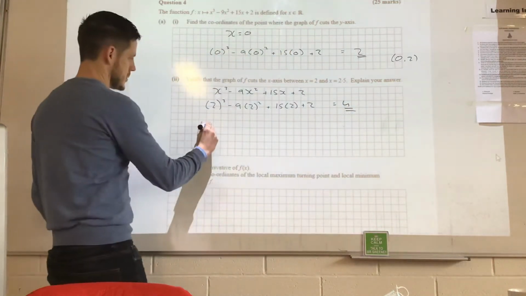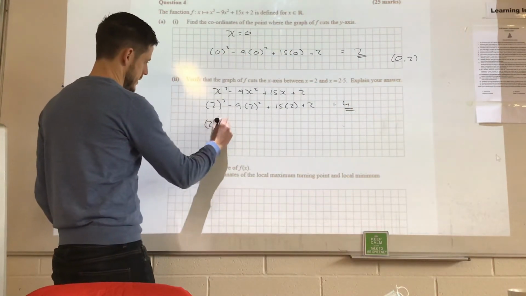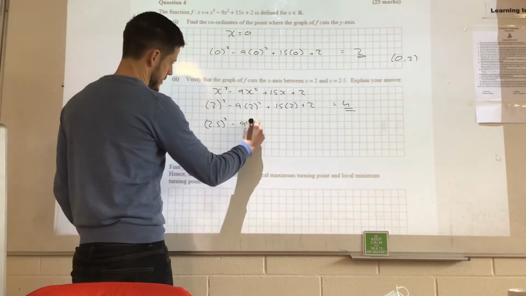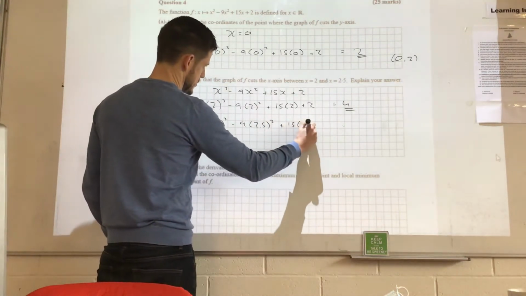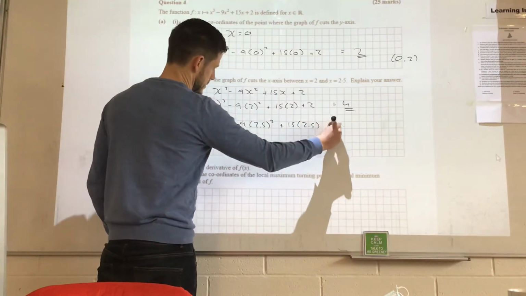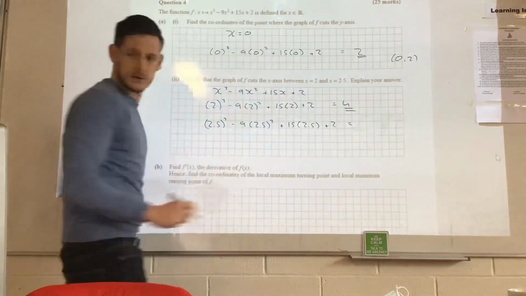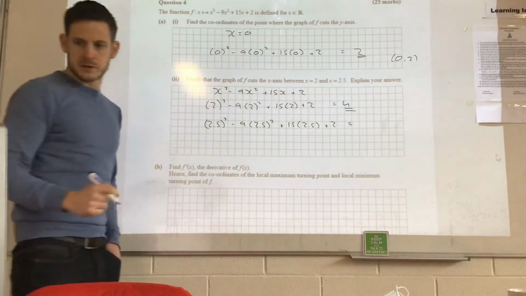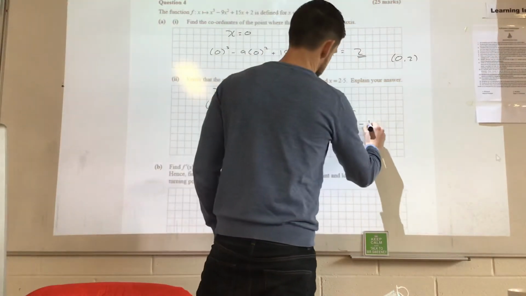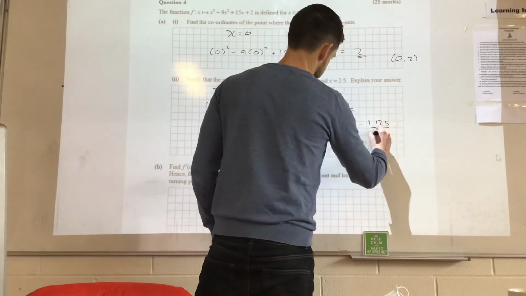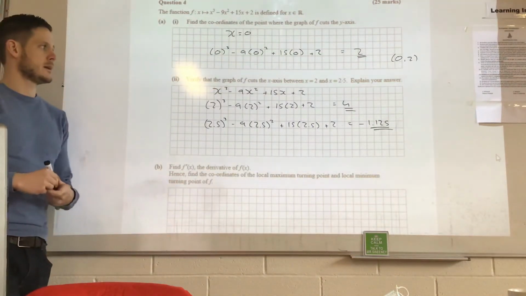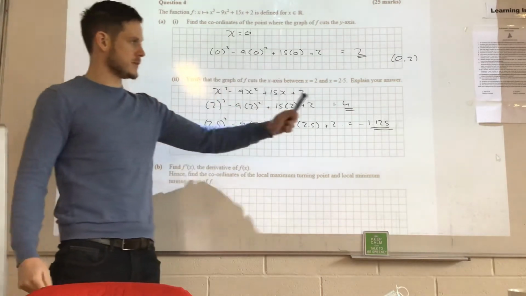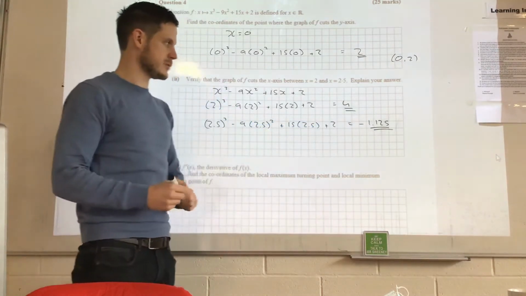And then I'm going to put 2.5 cubed in, minus 9 times 2.5 squared plus 15 times 2.5 plus 2. And that's going to give us an answer of minus 1.125. Now, how do we know that it cuts the x-axis between these 2 points? If that's a positive number and that's a negative number.